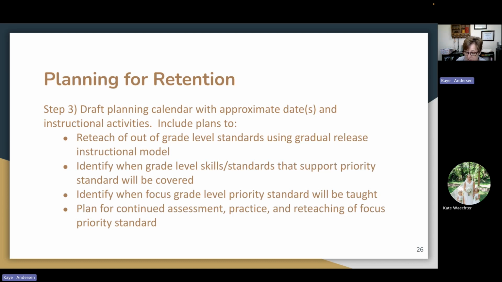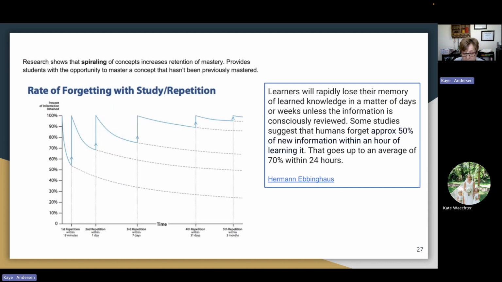That rate of forgetting table shows us how that's going to happen if we don't give focus to practicing it. So let's assume that this is our end of instruction after this 3rd repetition that occurs in 7 days. We have to have a plan. So how are we going to revisit it in about a month and again in about 3 months if we truly want the majority of our kids to retain the information?